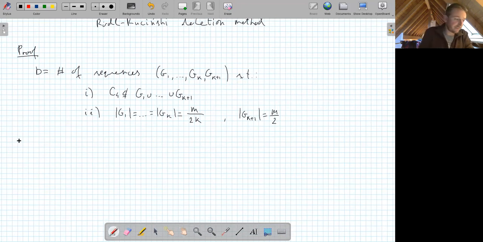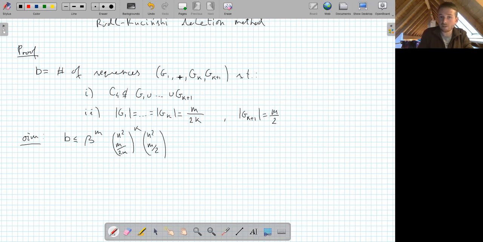And now here's the main point. What we aim to show is that B is smaller than beta to the M, and then just the total number of ways that we can choose such a sequence. So the first K graphs we can choose in this many ways, and then the last graph we can choose in this many ways. We don't care if these graphs are disjoint or not. We really just look at them as a sequence.